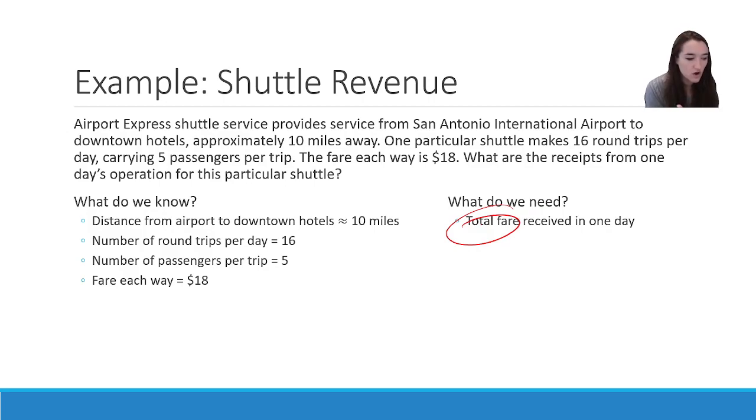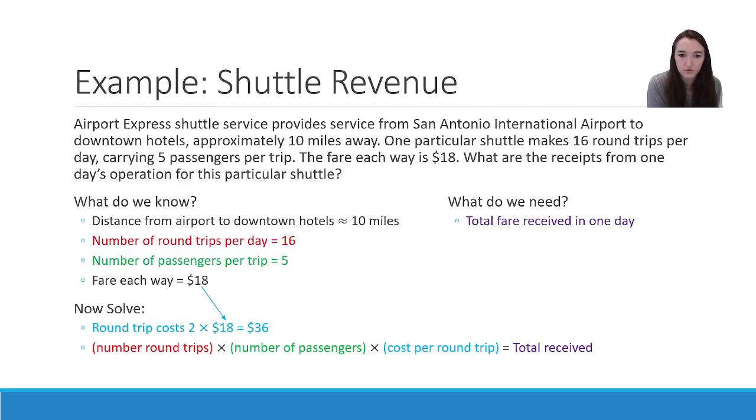Well, we know the fare each way, so we can figure out the fare in both directions, right? So round trips, how much is that? A round trip is going to be 2 each way. So 2 times 18 is 36. So that's the cost of a round trip. Then the total fare is going to be the number of round trips times how many people are making that trip, because how many people are going to be paying, and then times that cost per trip.